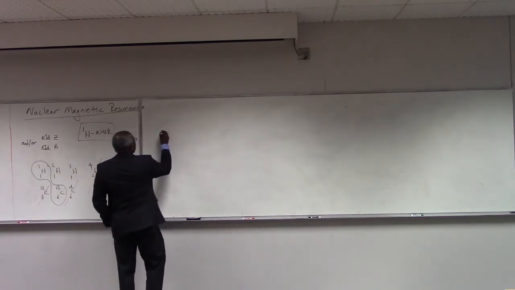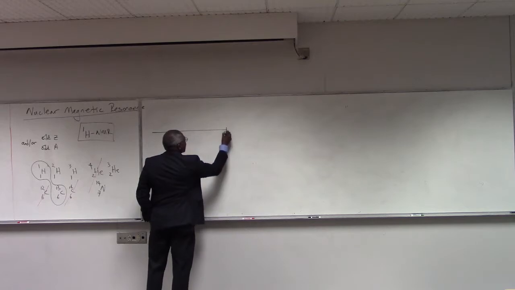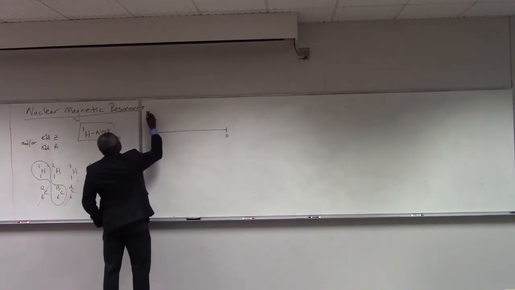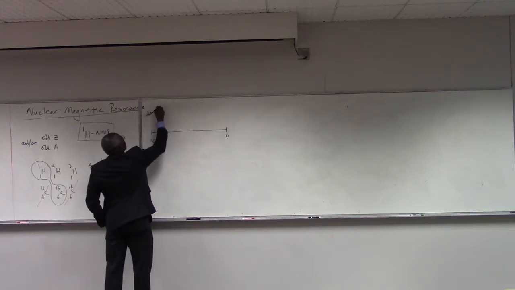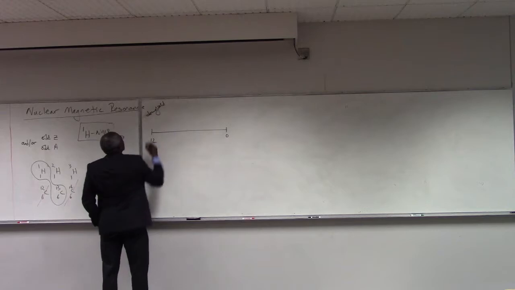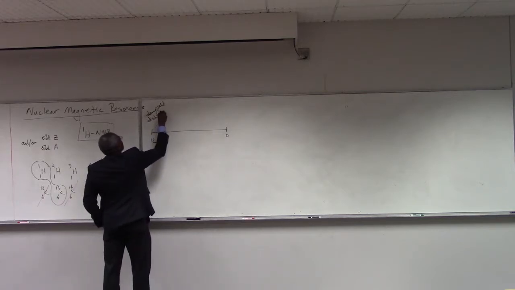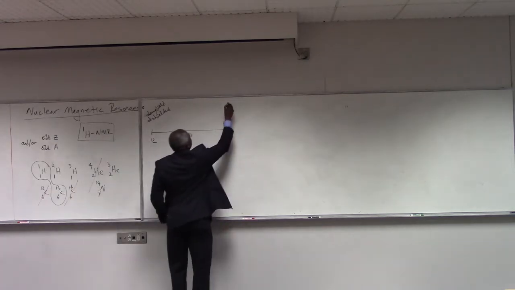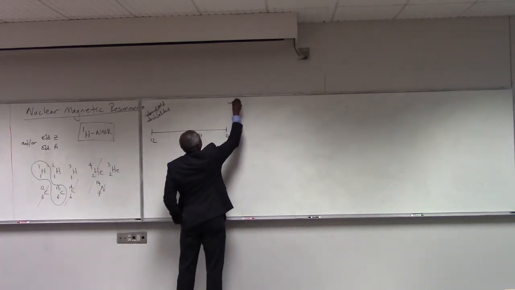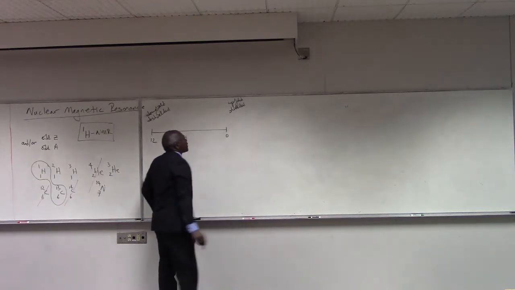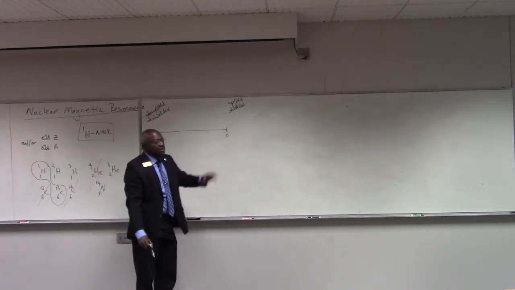So again, I'm going to just say the spectral window is from 0 to about 12. This is downfield, and this is where the deshielded protons show up. And this is upfield, where the shielded protons show up. Right? That's where we get a lot of electron density on the proton.